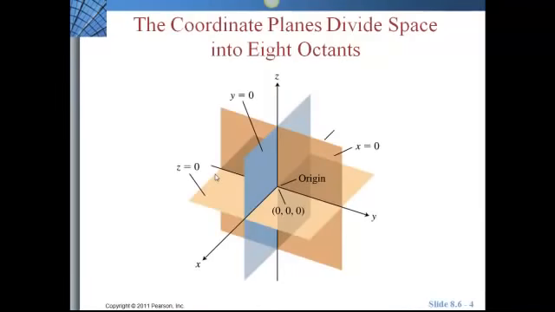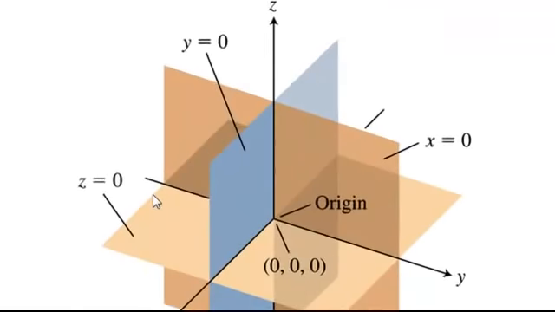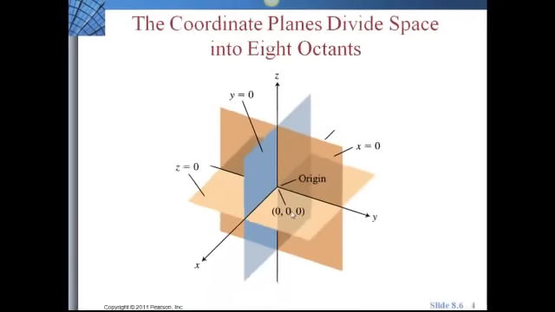The xy plane is divided into quadrants. We have quadrant 1, 2, 3, and 4, moving counterclockwise. The coordinate planes in space divide the space into 8 regions called octants. The origin is (0, 0, 0). And the first octant over here has all the points in space that have 3 positive coordinates.